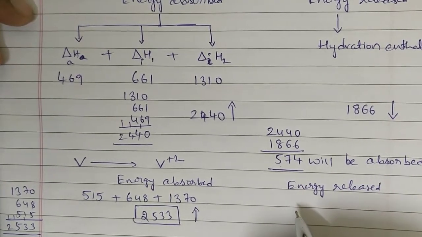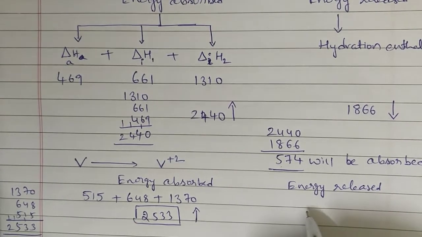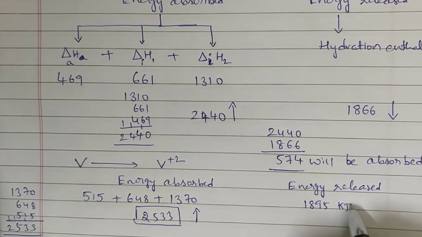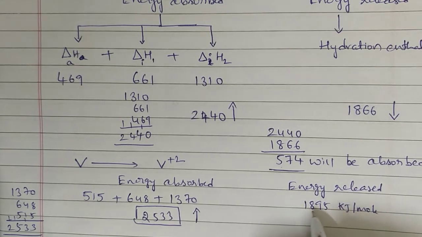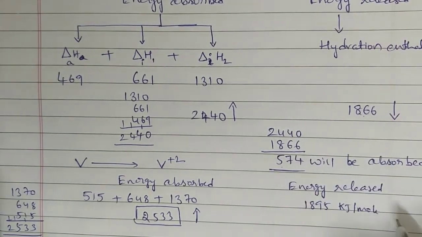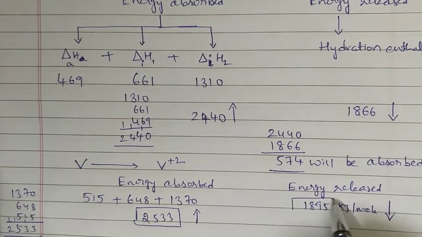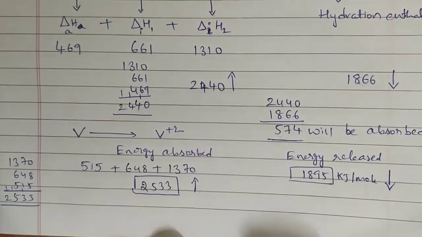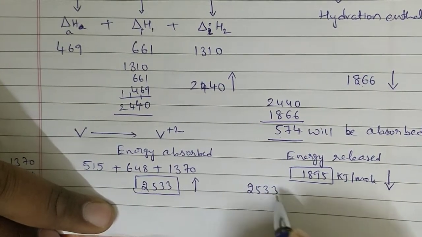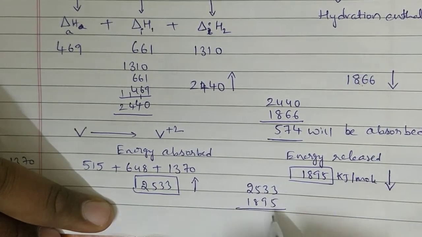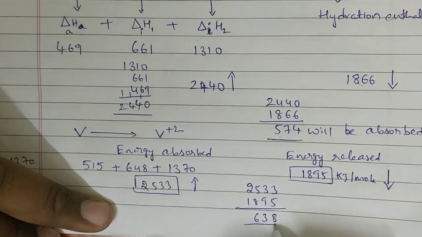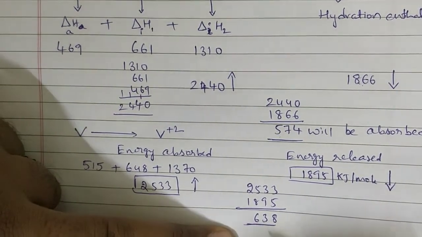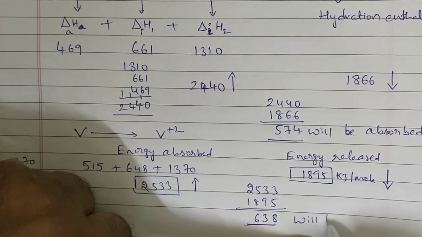Now the energy released is the hydration enthalpy. What is the hydration enthalpy of vanadium? 1895 kilojoules per mole. In the textbook they mention it as negative. Negative means nothing but energy released. That one only I am representing with arrow marks. This much energy is released and this much is absorbed. So what is the net amount of energy? 2533 minus 1895 is 638 kilojoules per mole of energy, which will be absorbed.